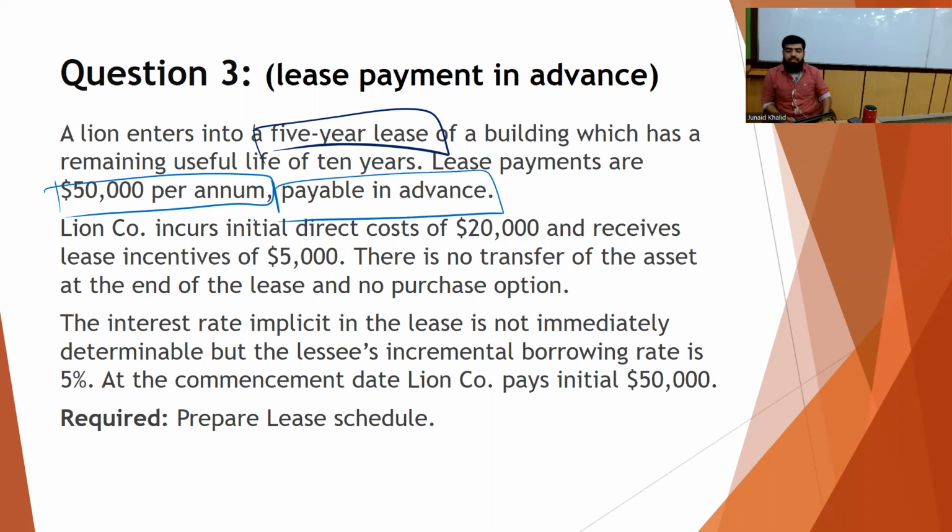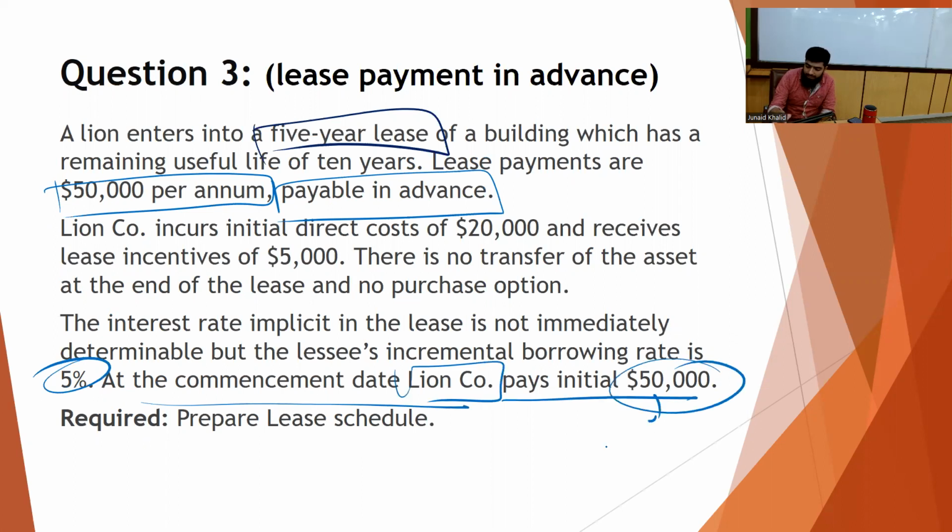Now that is the hint or the indicator. This will let you know whether this is the advance case or the arrears case. The company incurs an initial direct cost of 20,000 and receives an incentive of 5,000. There is no transfer of asset at the end of the lease term. The implicit rate is 5%. At the commencement date, Lion Company pays the initial $50,000. That is the first rental, the advance or the down payment, paid by the lessee company.